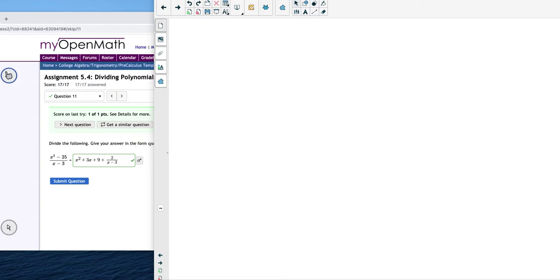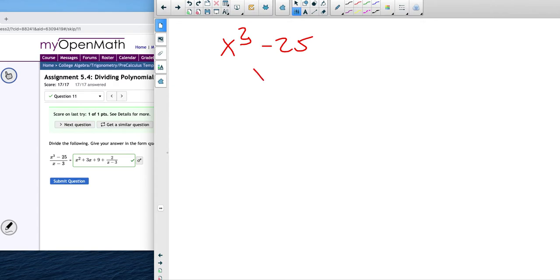This one's a little bit different than the previous ones. This one has x to the third minus 25 divided by x minus 3. However, there is no x squared term and no x term. So what do we do for that?